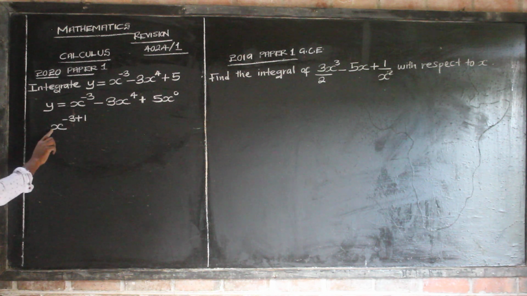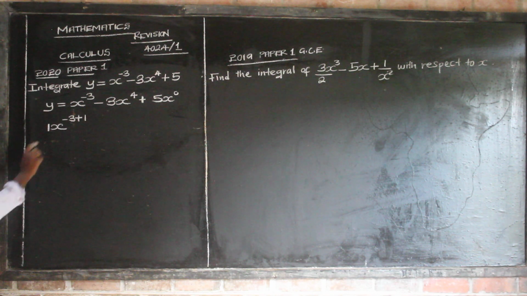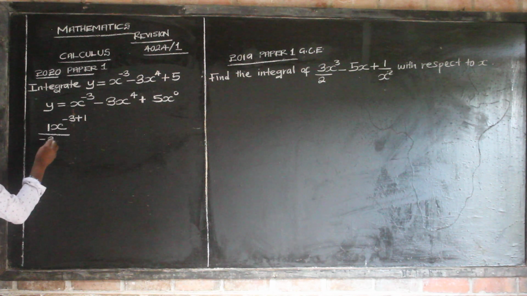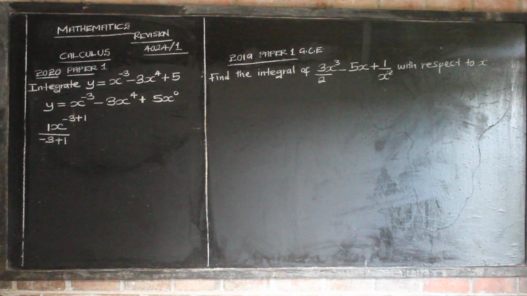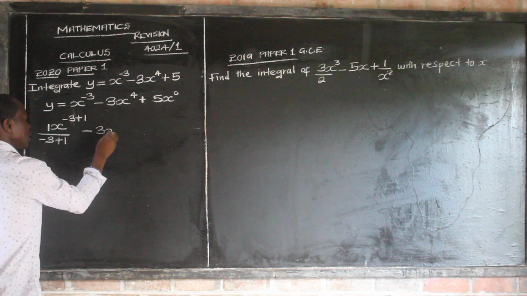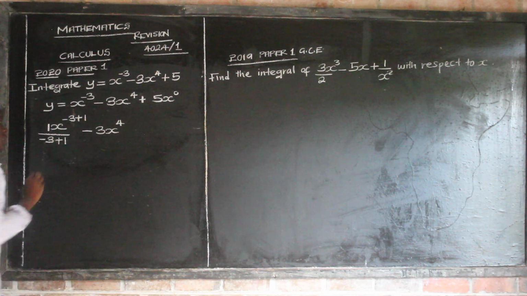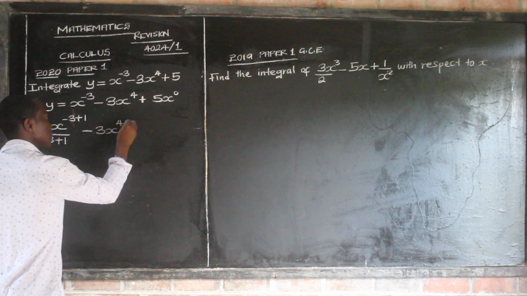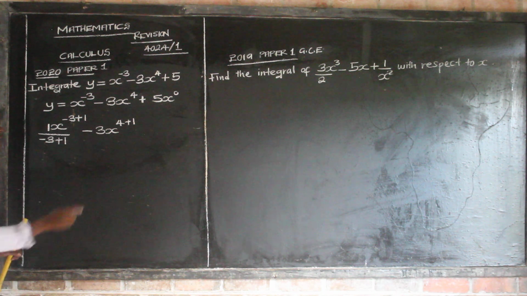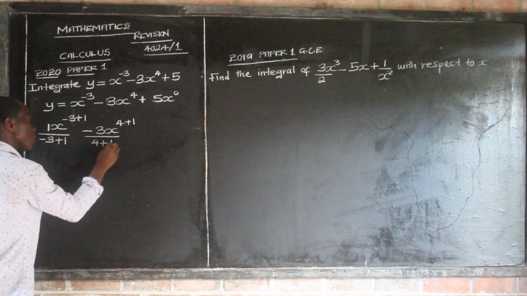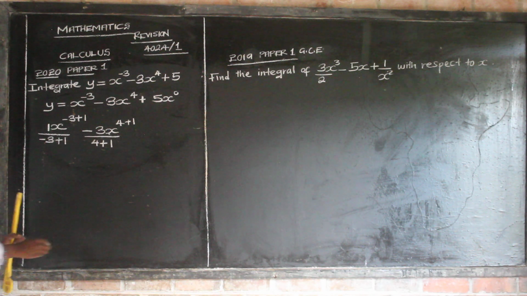So this x has a coefficient of 1, which is invisible. Then you divide this coefficient by the new power, which is negative 3 plus 1. We can move on and say you maintain minus 3x to the power 4. So in this case, we have got power 4. I'm saying the power increases by 1, so I'm going to say plus 1. Then you divide the coefficient by the new power. So you say over 4 plus 1.